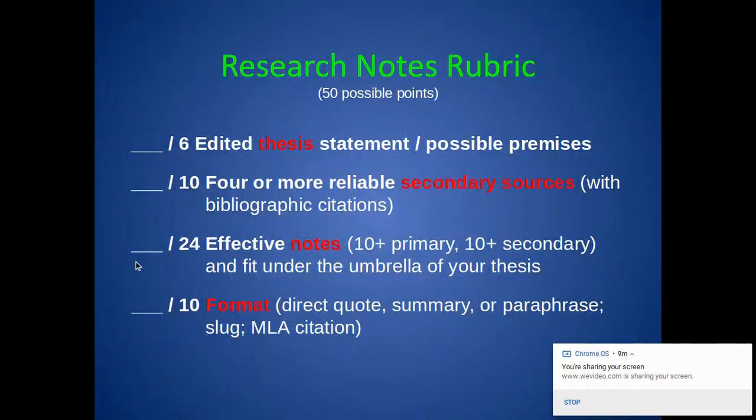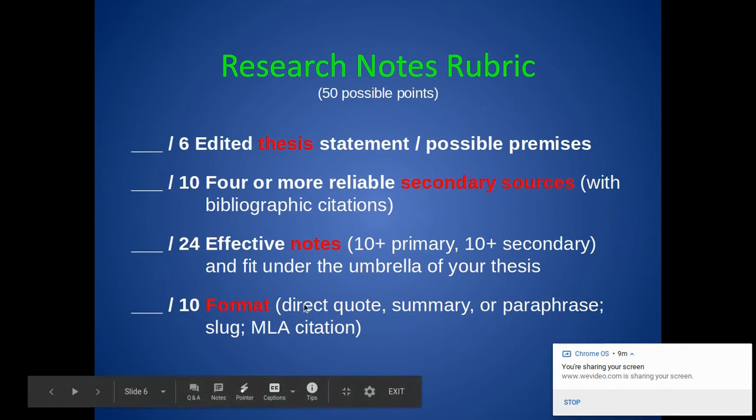Then 24 points for the notes themselves. And remember that we need 10 of them from the book, but you wouldn't do that until after you know what you're going to be writing about. You have to do the secondary notes first before you go back and find things in the 2 books. And all of this, of course, should fit under the umbrella of your thesis. They should all logically prove your thesis in some small way. And then the last part is 10 points for format, that you're identifying what kind of note it is, that you're including a slug, and that slug repeats throughout, and that you're citing everything using parenthetical MLA citations.